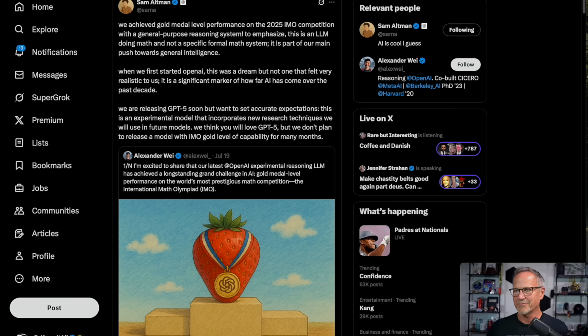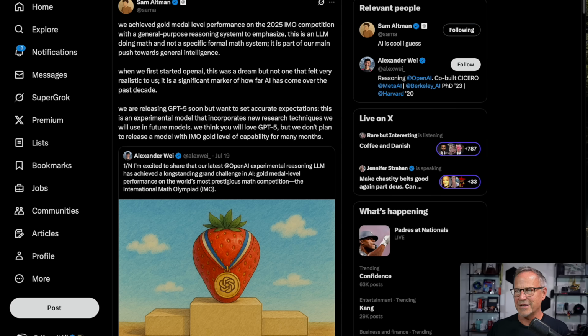Sam Altman is reposting here. We achieved gold medal level performance on the 2025 International Math Olympiad competition with a general purpose reasoning system. To emphasize, this is a large language model doing math and not a specific formal math system. That is crazy. It is part of our main push towards general intelligence, and apparently it didn't have access to tools either. It just had its own mind, just like the competitors, and it had to run within the same time constraints. When we first started OpenAI, this was a dream, but not one that felt very realistic to us.